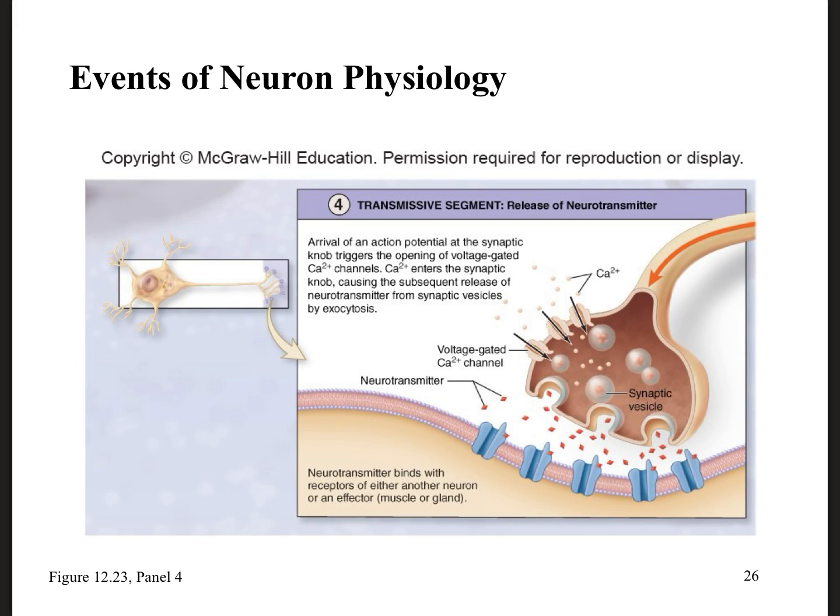Maybe this is not a neuron, maybe this is a muscle cell, maybe this is a gland, whatever it might be, right? But we're releasing the neurotransmitter on the target cell.